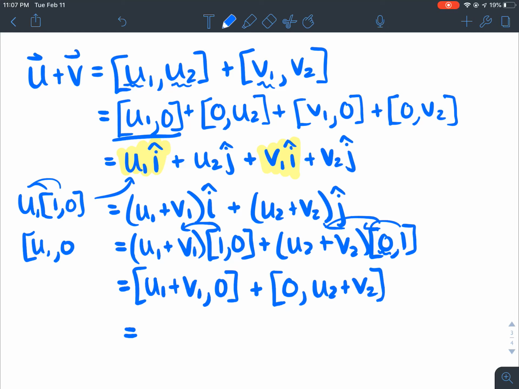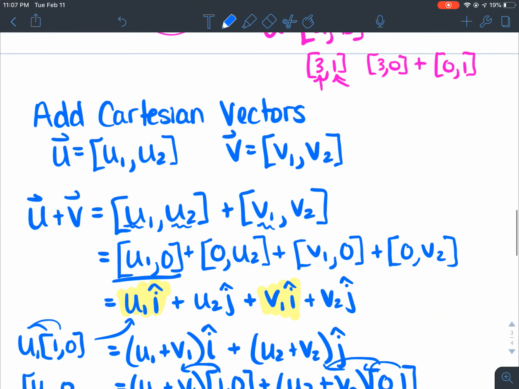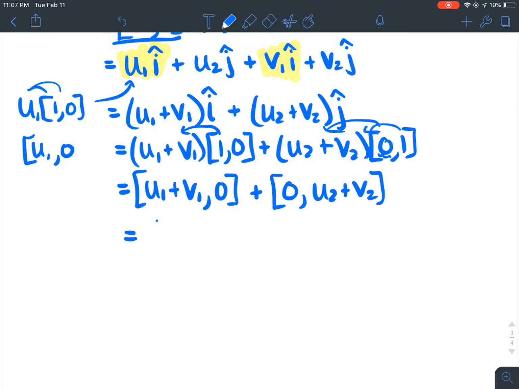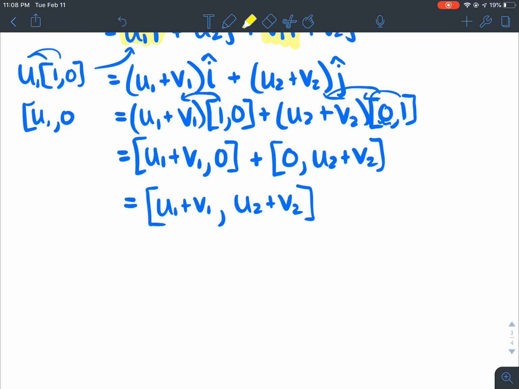And then, next step, all I've done is just like in the previous thing where we ended up writing a vector in terms of its components. So now you can see that that's what's happening here. So our x component is just u1 plus v1, and our y component is just u2 plus v2. So we've just proved that if we wanted to add two vectors together, u plus v, we can just add the x components and the y's together. And that's how we could add Cartesian vectors.